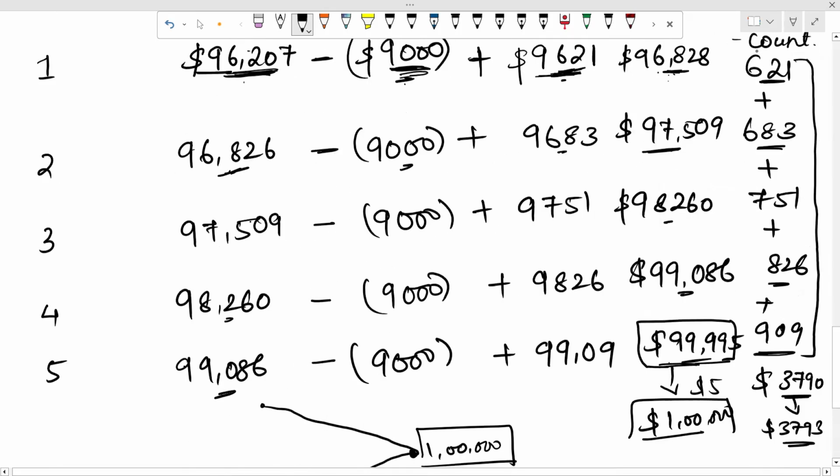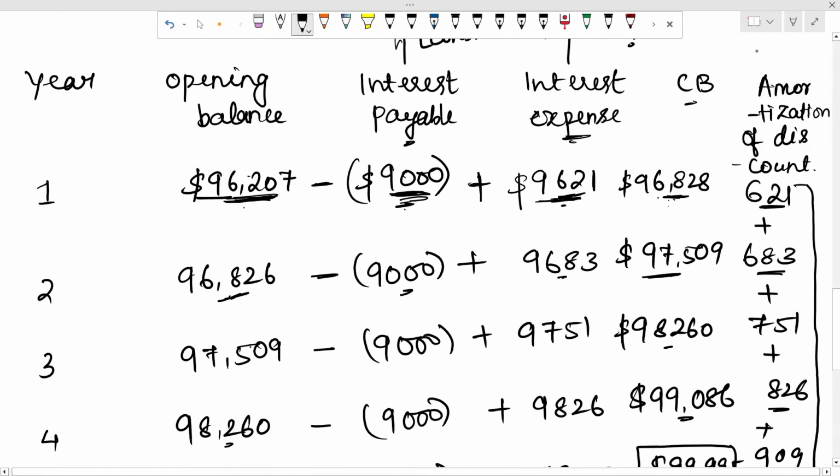And that is the reason why value of the bond is increasing every year. You can see at the beginning of the first year, value of a bond is only 96,207. But at the end of the first year, value of the bond increased to 96,828. So the value of the bond increased by 621 rupees.